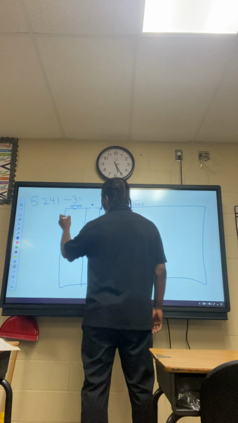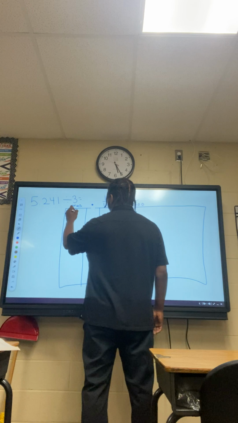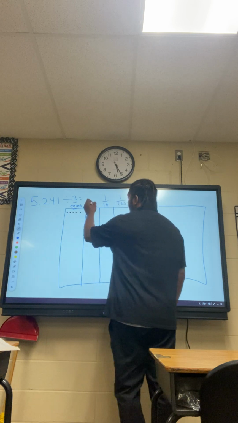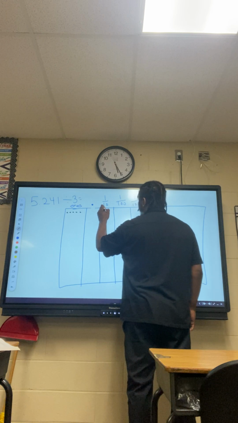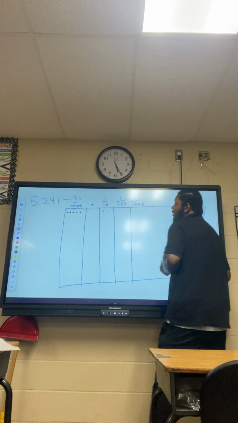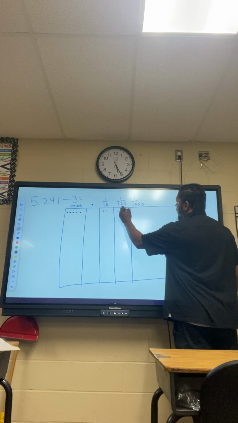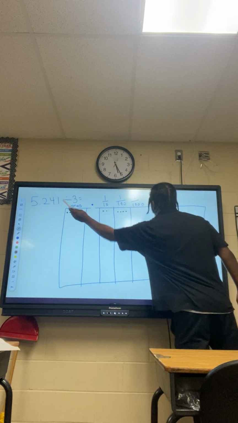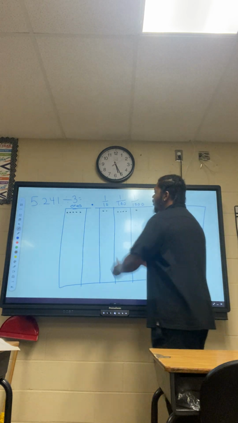So we have 5 ones. We're going to put those in. 1, 2, 3, 4, 5. Decimal, and then we have 2 tenths. So we can put our 2 tenths here. How many hundredths do we have? We have 4. 1, 2, 3, 4. And how many thousandths do we have? 1 thousandth. Okay.